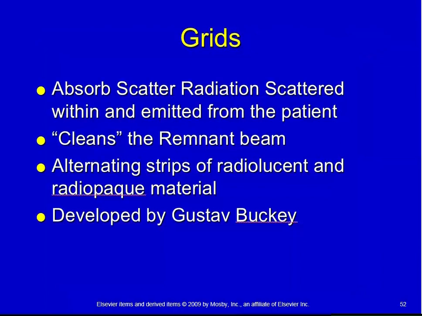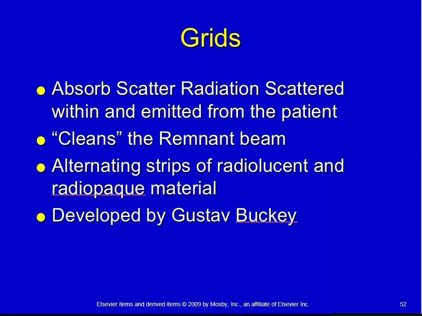So, what is a grid? A grid is a device that we put behind the patient to absorb scatter radiation that's created within the patient and emitted. So it's in the secondary beam. We put a grid in the secondary beam to clean up that secondary beam, the remnant beam. And they're constructed of alternating strips of radiolucent material and radiopaque material. So radiolucent material is something that X-rays easily penetrate, as opposed to radiopaque material, in this case being lead.